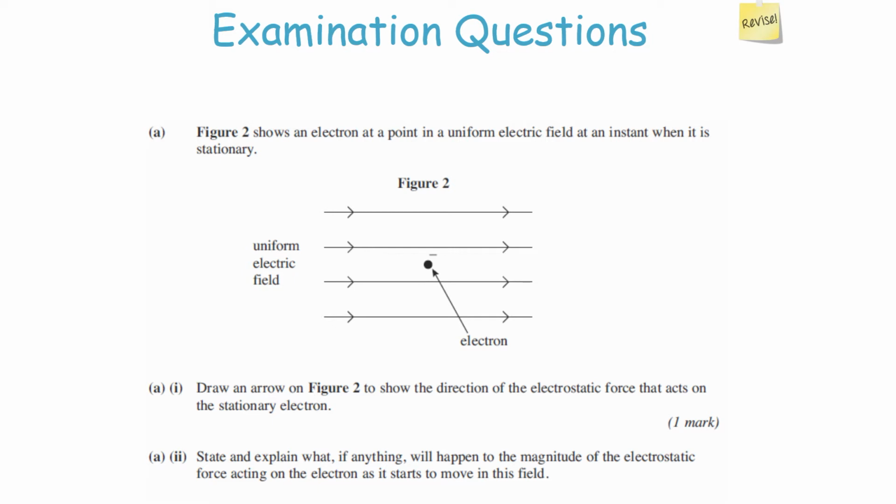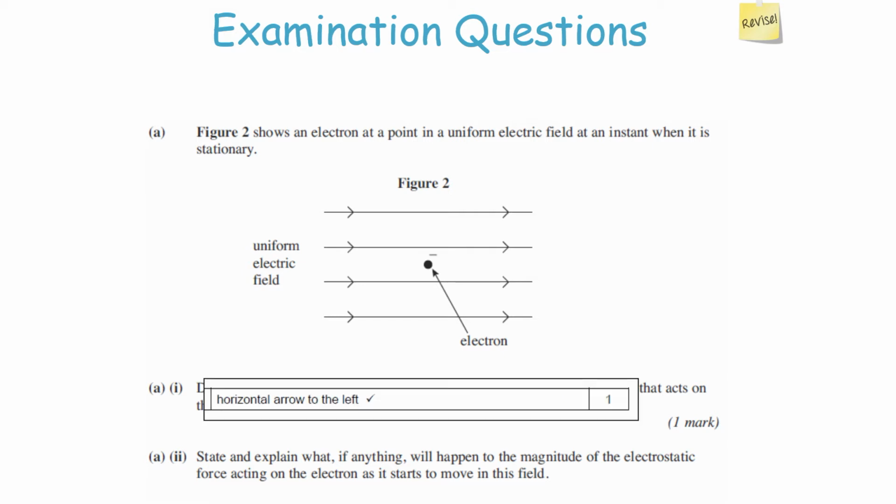So pause the video now and unpause the video when you want to go through the answers. Right, so what do we know? Well, the field lines show the direction a positive charge would take, and the electron is a negative charge, so it'll be in the opposite direction to that. So the arrow should be horizontal because that's the direction of field lines.